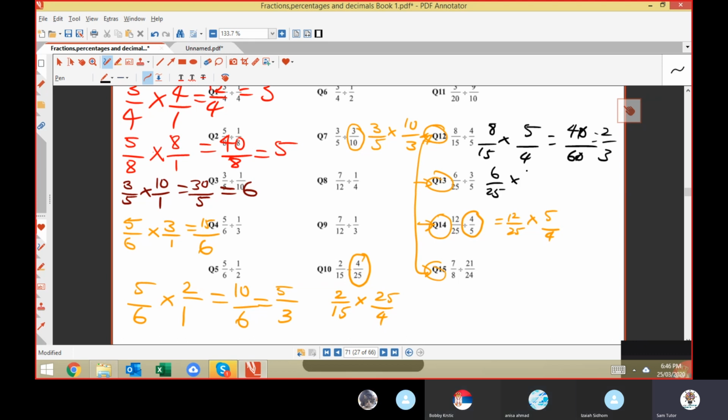6 over 25 times 5 over 3. 6 times 5 is 30, 30 over 75, and that would be 2 over 5. Divided by 15, good point, divide by 15, and then that will give you 2 over 5. Yes, you can divide them both by 15, good job.